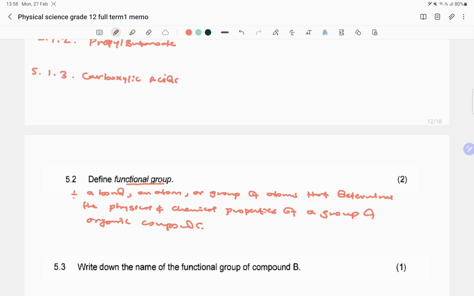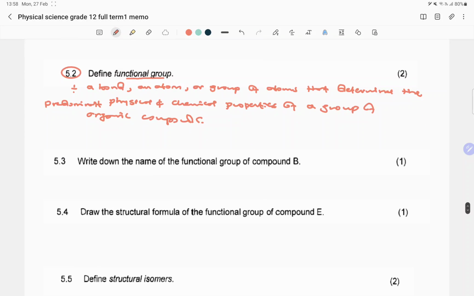In fact, maybe I should say determines the predominant. I think it's better to say that, because there are some other things that are there. Determines the predominant. Okay, my predominant is not going to fit. Okay, I don't know what is happening there, but whatever is happening. So that is predominant physical and chemical properties of a group of organic compounds. So it's a very nice question. Please don't be chowed by that thing. It is not too difficult.